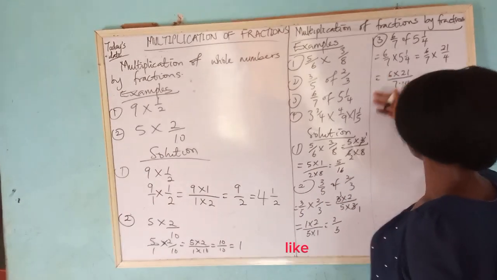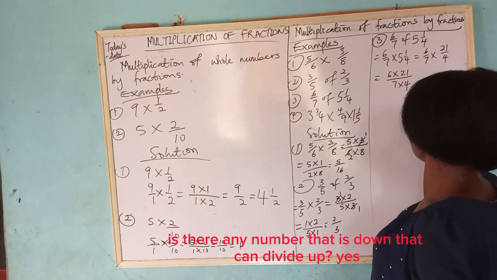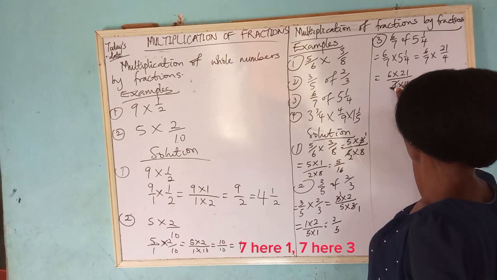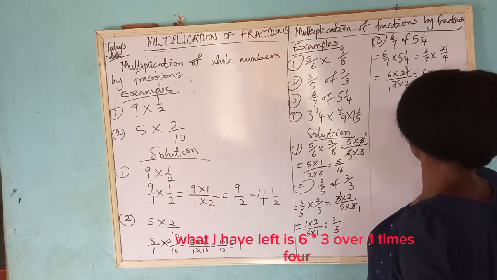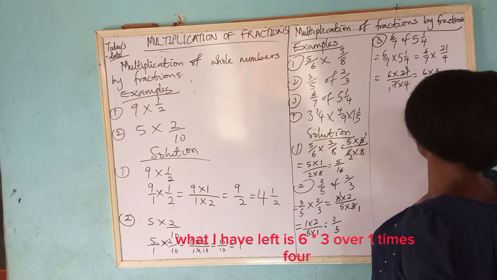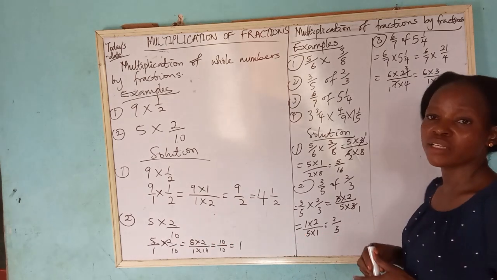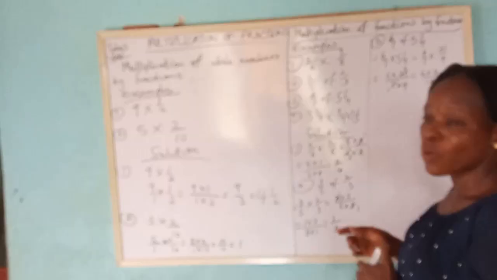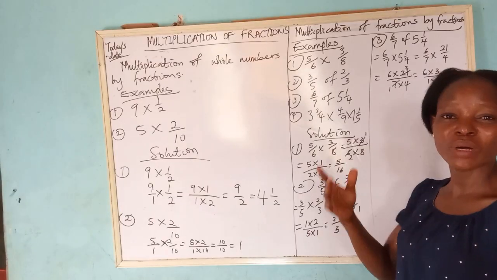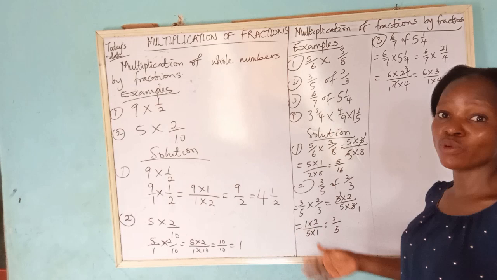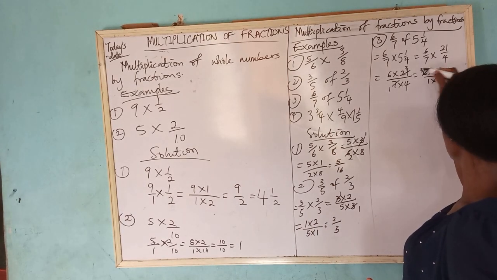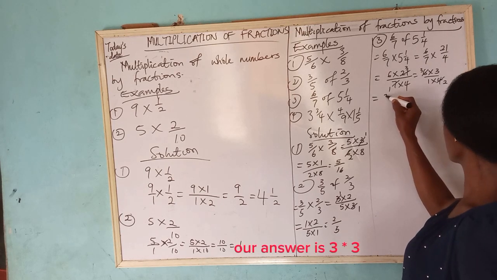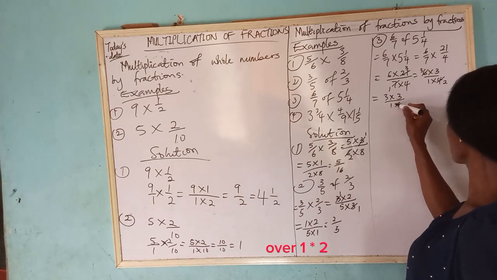So now, up and down, is there any number that is down that can divide up? Yes. 7 here, 1; 7 here, 3. What I have left is 6 times 3 over 1 times 4. 4 and 6, there's still a number that can divide both of them. Our aim at this stage is to break the numbers down to their lowest before we later multiply. So 2 goes in 6 to give us 3, 2 goes in 4 to give us 2. So our answer is 3 times 3 over 1 times 2.